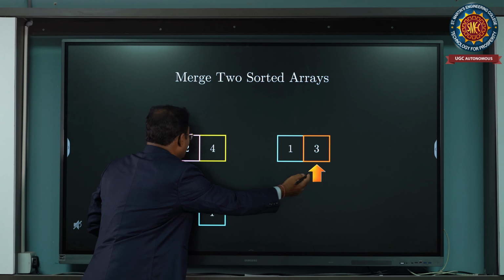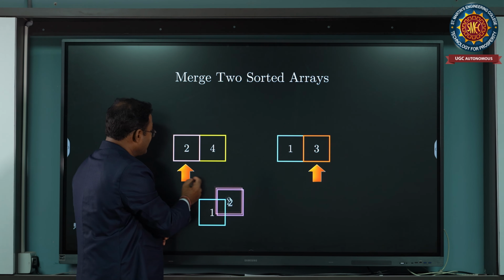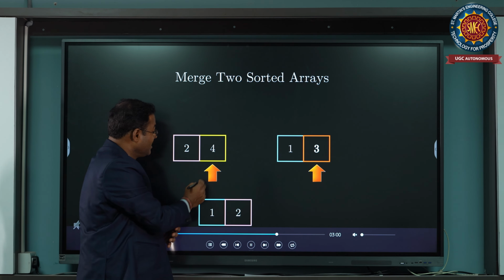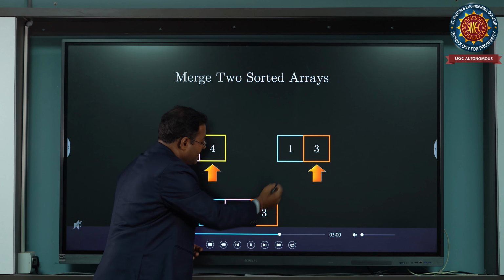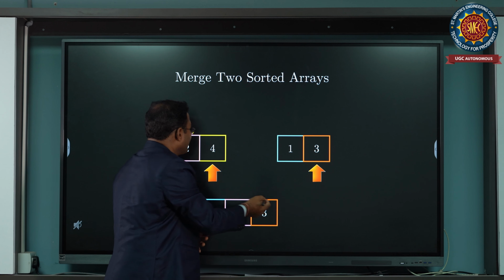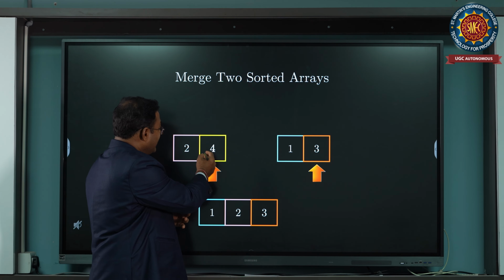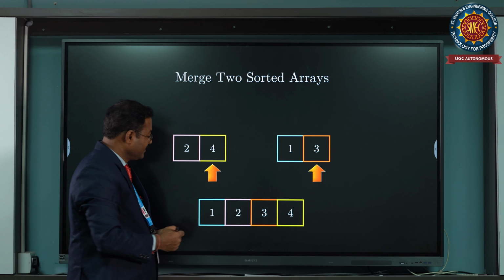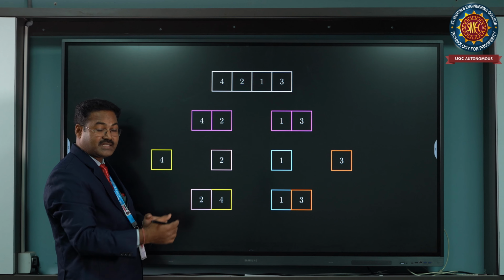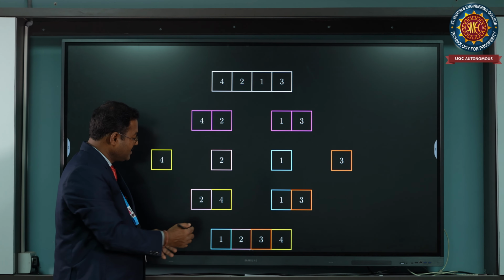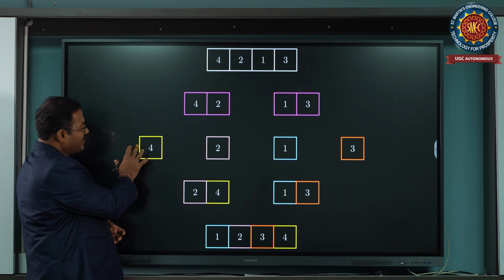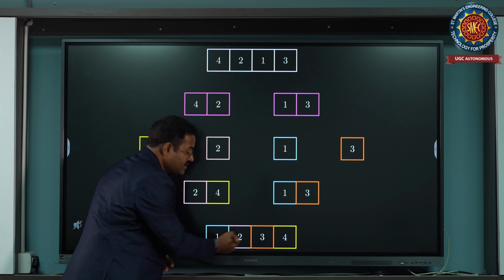Now compare the Jth element to the first element. Which is the smaller one? 2 is the smaller one. Again increase the ith position to the next one. 4 and 3, which is the smaller one? 3 is the smaller one. Then 3 and 4, this J is completed. Again you can copy from the ith position to the auxiliary array. This is the auxiliary array solution, and then I will copy it into the original array A. We are copying from auxiliary to A. This 1, 2, 3, 4 is the solution.